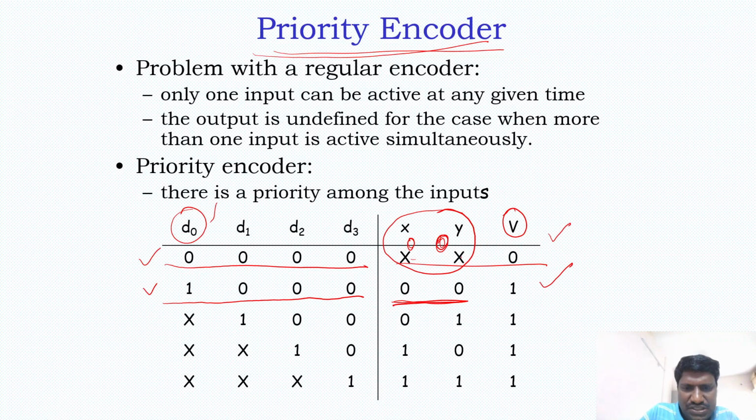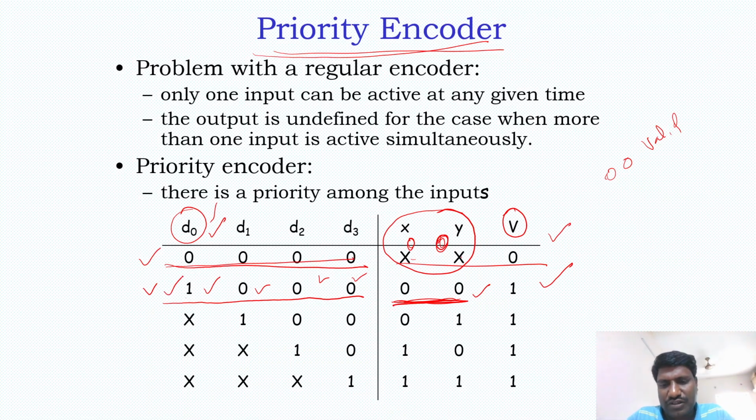The 0 0 output is valid when the input is 1 followed by 3 zeros. That is when D0 is 1 and the rest of the inputs are 0. We are saying that is valid. That means the output 0 0 may be a valid one, may be an invalid one. Invalid if all inputs are 0, valid if D0 is 1.